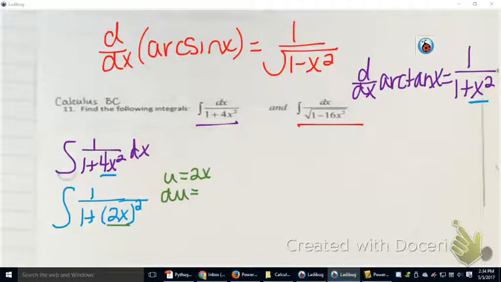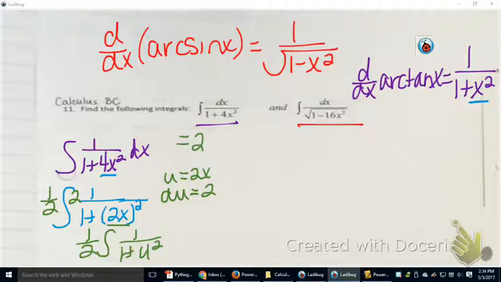And du comes out to be 2. So you put a 2 in, take a half out. So then you would have the half times the integral of 1 over 1 plus u squared, which now does look like arctangent. So the antiderivative is 1/2 arctangent of 2x plus c.